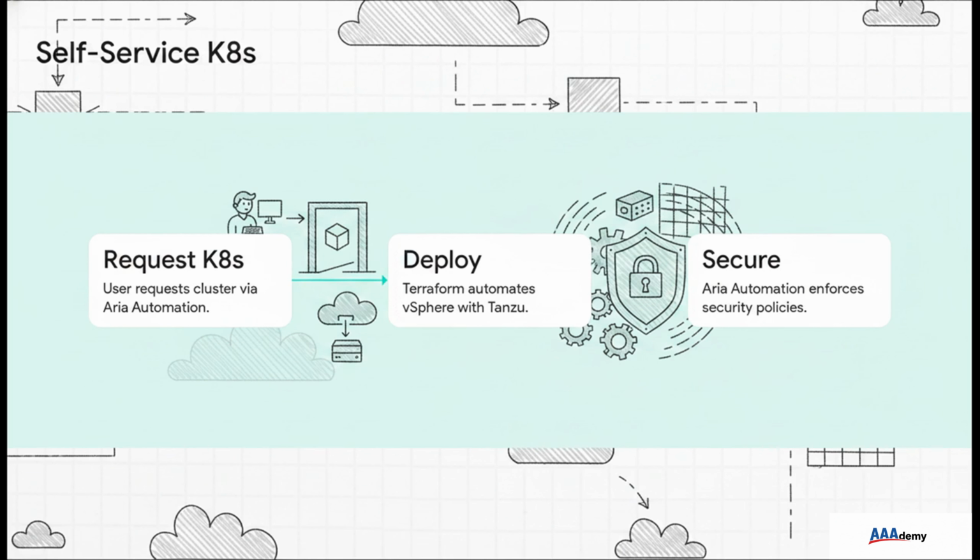Let's bring it all together and see how this builds into a fully self-service Kubernetes environment. Step 1. A developer requests a cluster through the Aria automation portal, which you might remember as VRA. Step 2, the backend system immediately triggers Terraform to automatically deploy vSphere with Tanzu. Step 3, Aria automation wraps the whole thing up by enforcing all your strict network and security rules. The developer gets their brand new cluster in minutes, and the IT team literally didn't have to lift a finger.